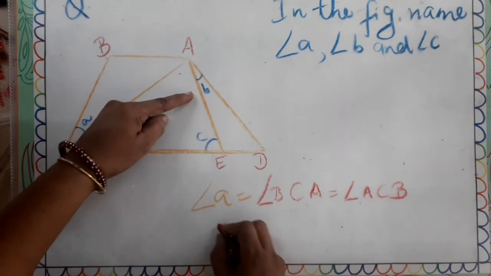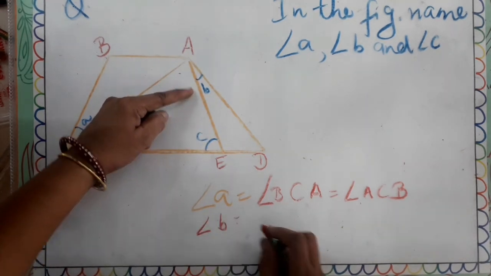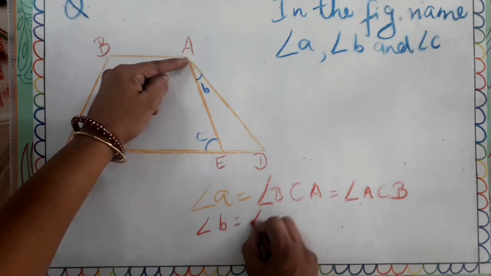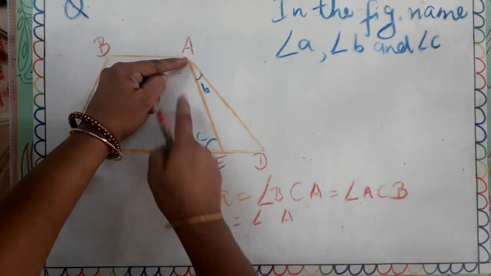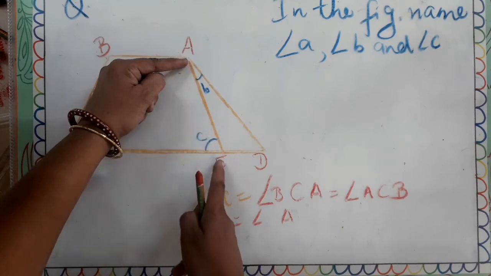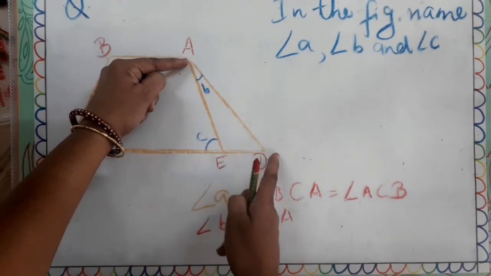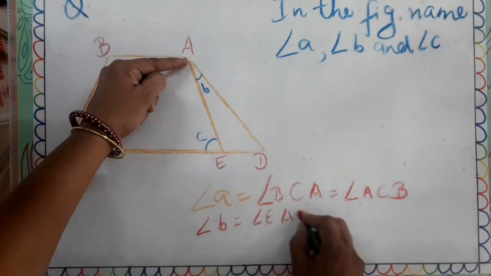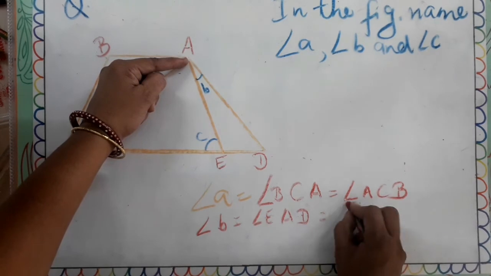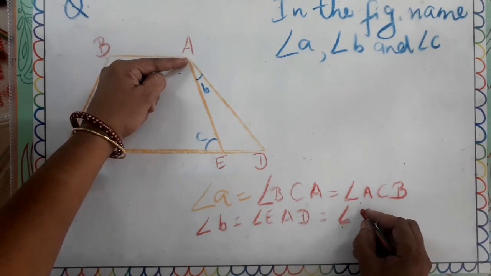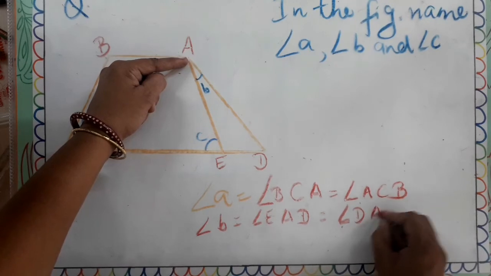Okay, now coming to angle B. Angle B is here. So which is the vertex here? That is A. So A should be my middle letter. And coming to the arms, here you can see E, and here this is D. So E and D, I have to write on either side of A. And this can also be written in a reverse way, that is D, A, E.